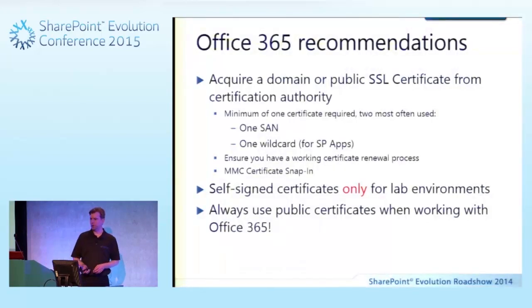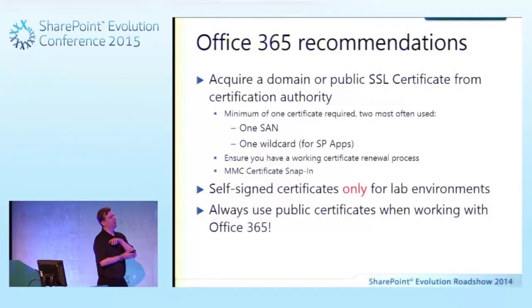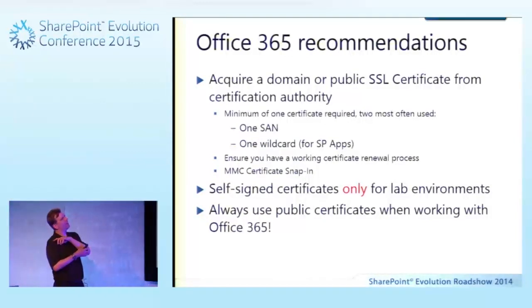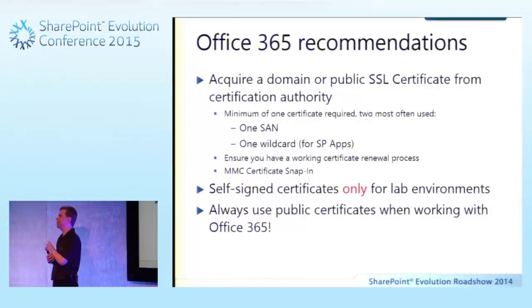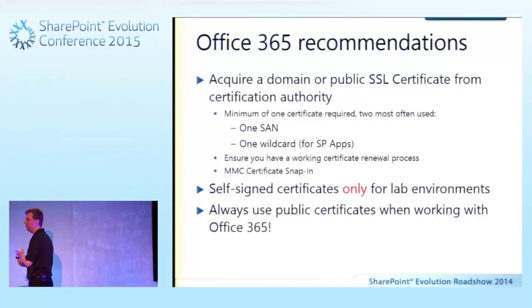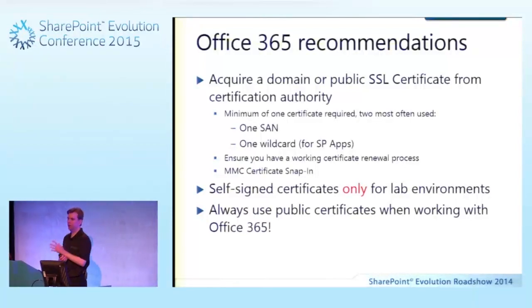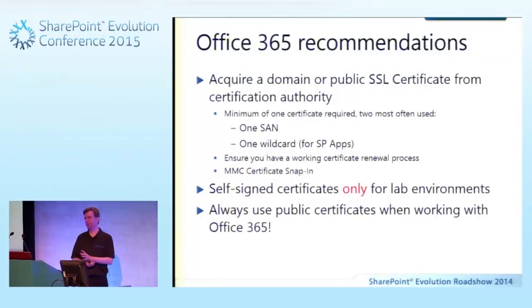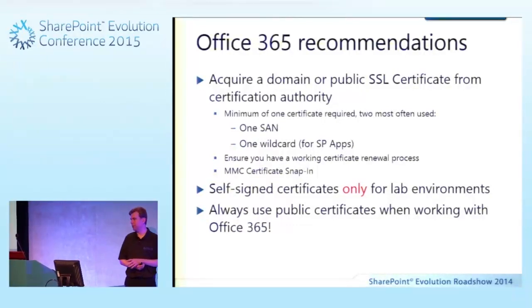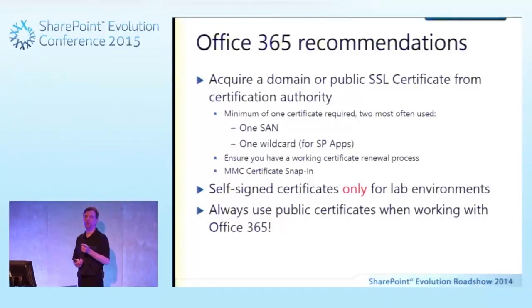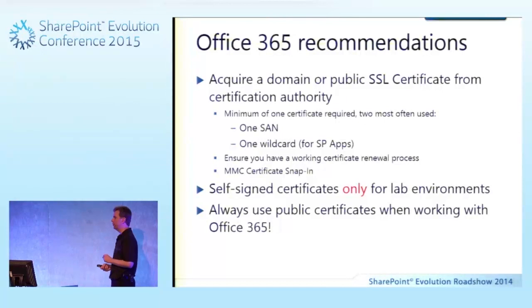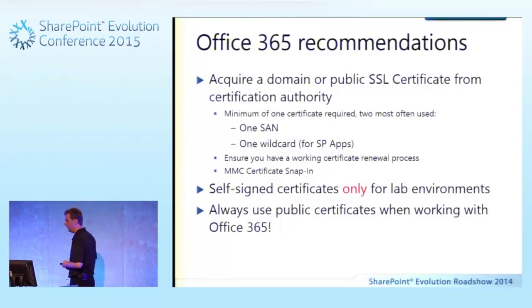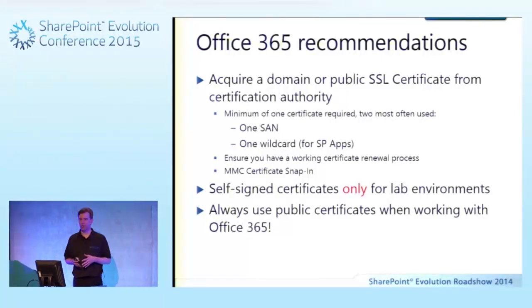So some recommendations, slides are the wrong way around. They're not strong recommendations, it's just more general guidance. If you're working with Office 365, you really need to be using either a domain certificate or ideally a publicly issued SSL certificate. We need a minimum of one, right? We can do everything with one SAN certificate. We could do everything with one wildcard as well, but that's a different consideration, right?